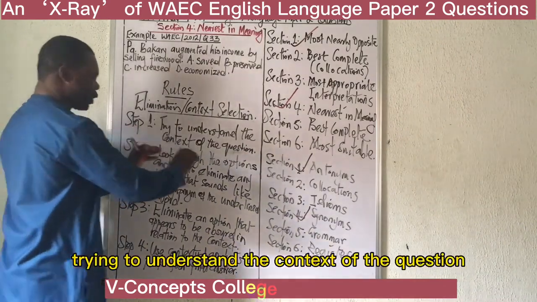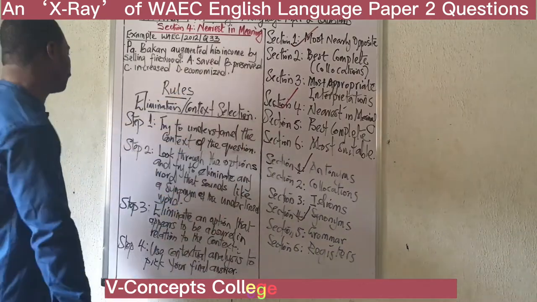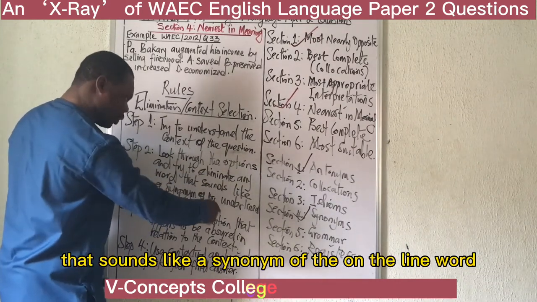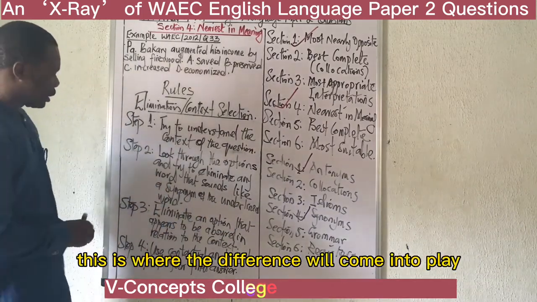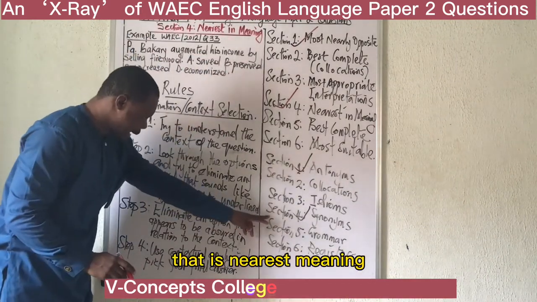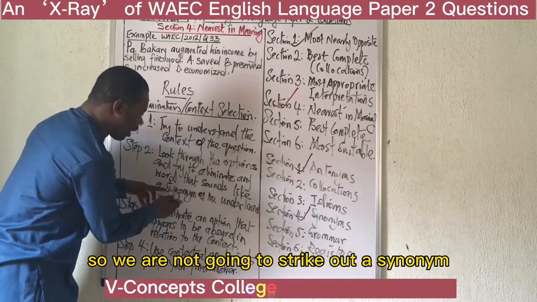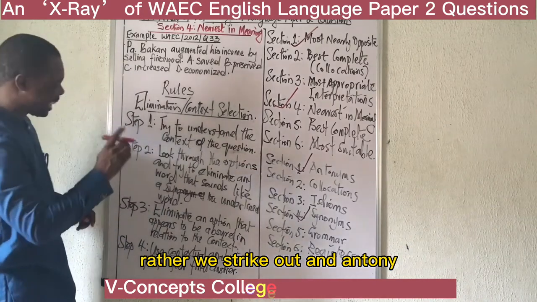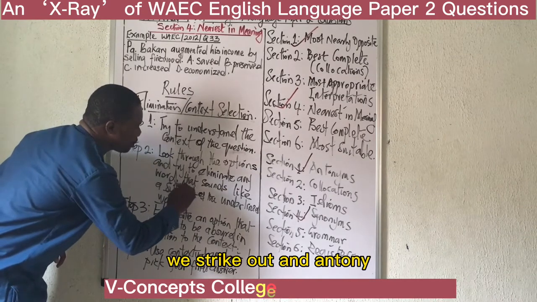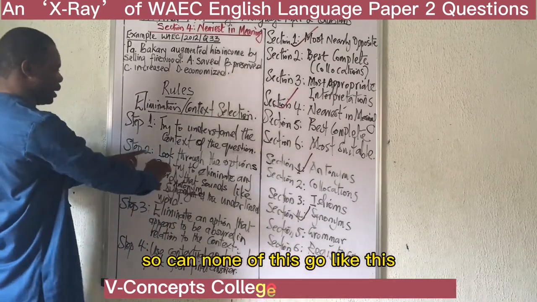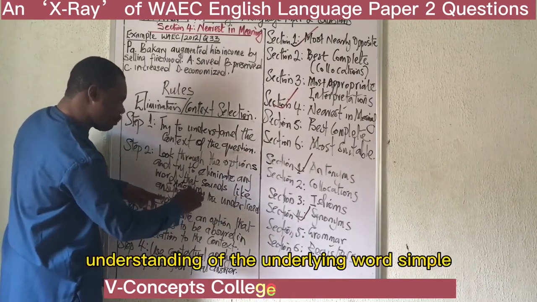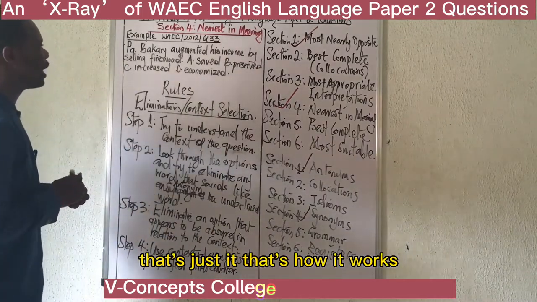So step one, try to understand the context of the question, like we explained earlier on. Then step two, look through the options and try to eliminate any words that sound like a synonym of the underlined word. This is where the difference will come into play. Now, we are considering what? Synonym, that is nearest meaning. So we are not going to strike out a synonym. Rather, we will strike out an antonym. So this is the difference in the rule. We cannot read the rule like this. Look through the options and try to eliminate any word that sounds like an antonym of the underlined word. Simple. That's how it works.